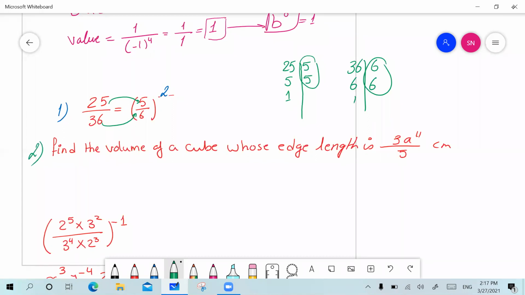Now number 2, find the volume of the cube whose edge length is 3a to the power of 4 over 5 centimeter.